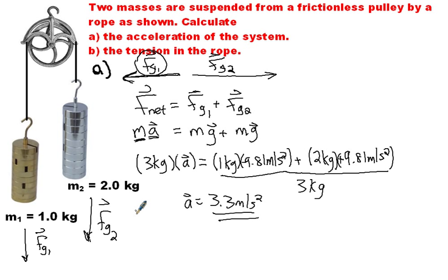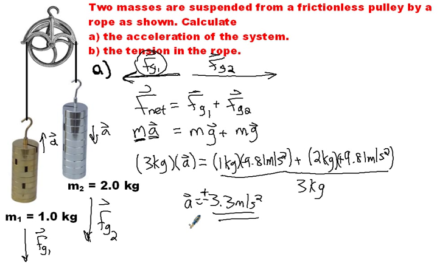Well, because the mass 2 is heavier, its acceleration will be downwards. It would drop. And mass 1 is lighter, its acceleration would be upwards. So it's the same acceleration, but one's positive, one's negative. So I usually write that as plus or minus 3.3 meters per second squared. And there we found the acceleration of the system.